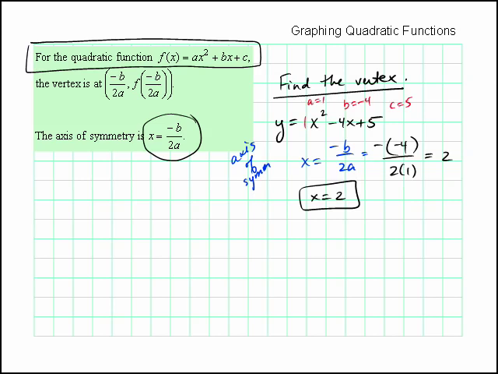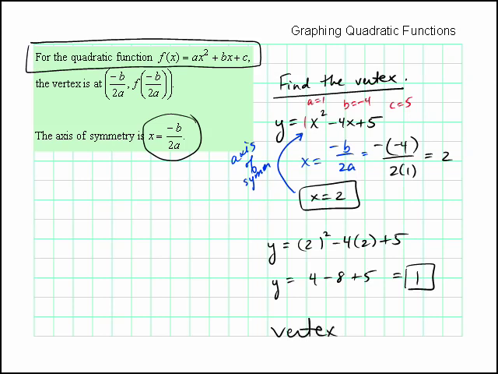Now I just need the y value, and to get the y value I take x equals 2 and I plug it into our function to solve for y. If I do that, I get y equals 2 squared minus 4 times 2 plus 5. And if I simplify that, I get 4 minus 8 plus 5, which is equal to 1. So our vertex for our parabola here is going to be at 2, 1. We found the vertex using the line of symmetry.